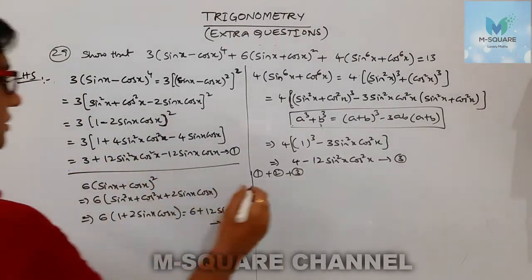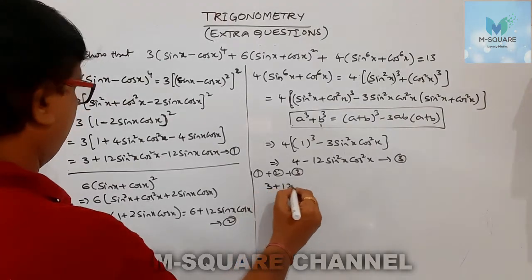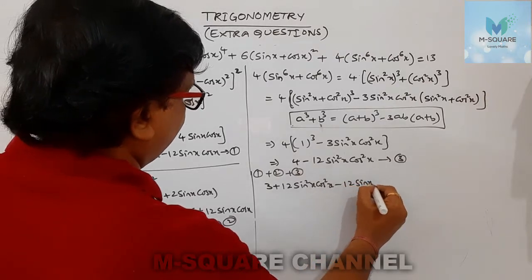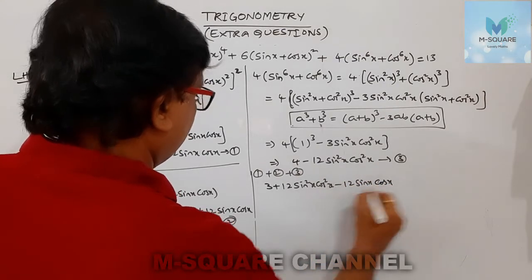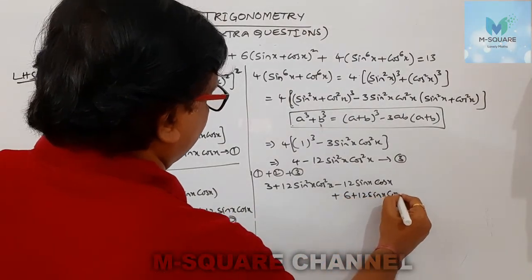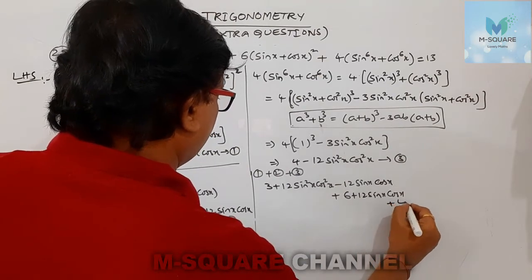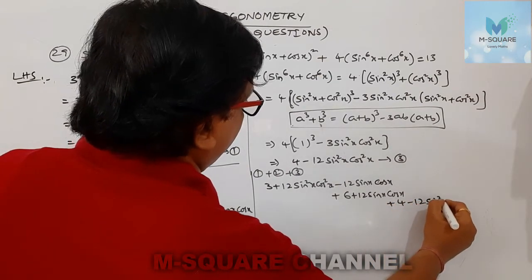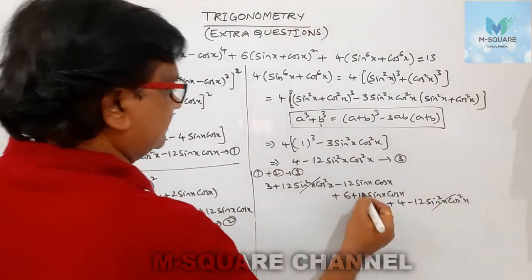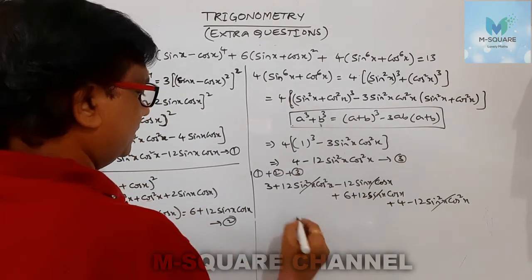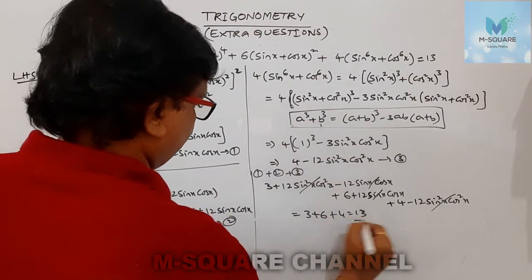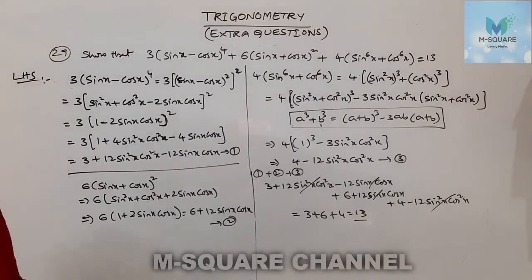What is the first answer? 3 plus 12 sin square x cos square x minus 12 into sin x cos x. This is the first one. Second one is 6 plus 12 sin x cos x. Third one is 4 minus 12 sin square x cos square x. So please see, after adding, these two are cancelled, these two are cancelled. Finally we get 3 plus 6 plus 4, that is 13.